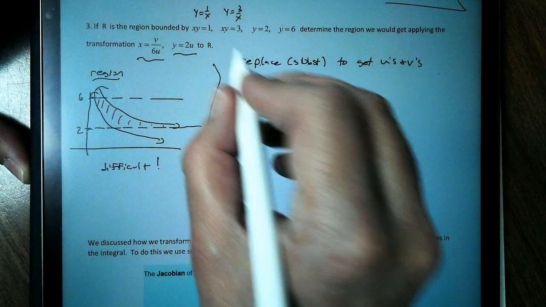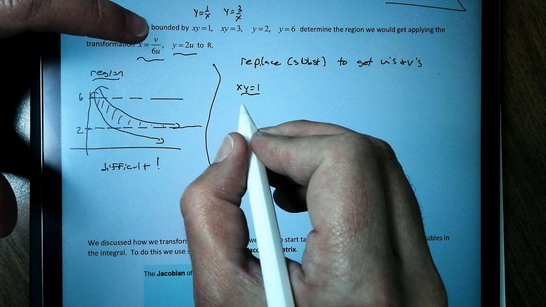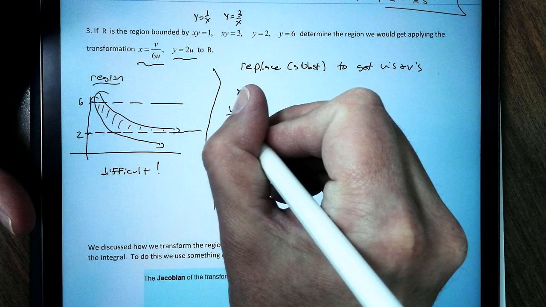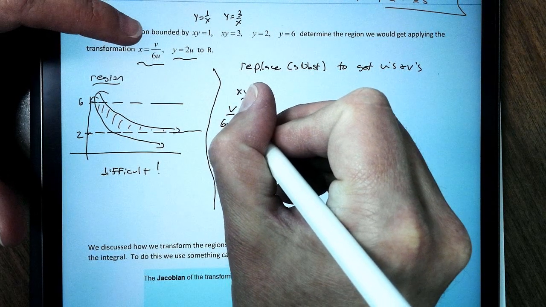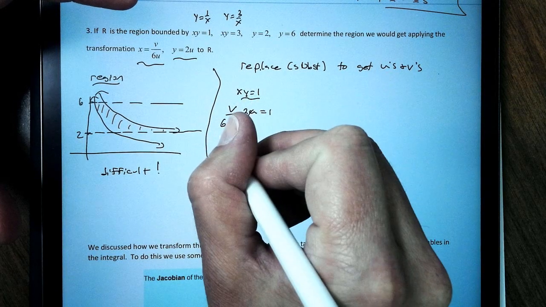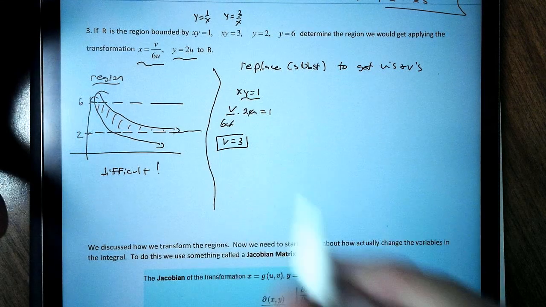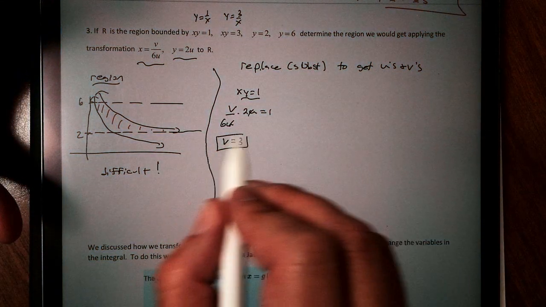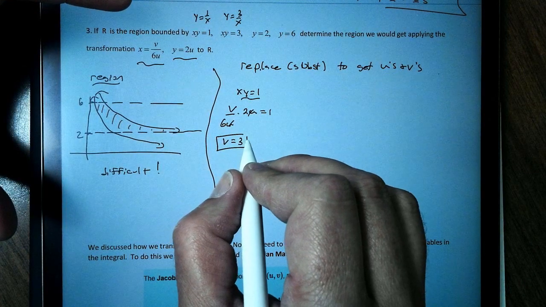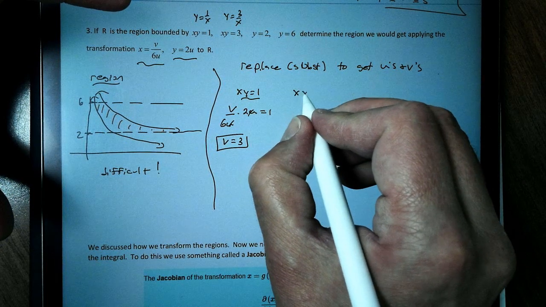Alright, so let's look at the first one. The first one, of course, is xy equals 1. Let's apply our substitution. This is v over 6u times 2u equals 1. And of course, the u's will cancel, and we're left with v equals 3. Oh, already much easier. Remember, this is just going to be a horizontal line, v equals 3. So we have this rational function that transforms into a horizontal line right there. That's much nicer.